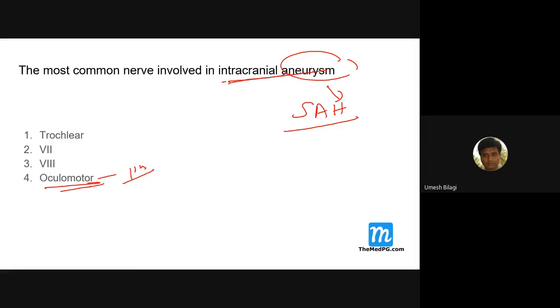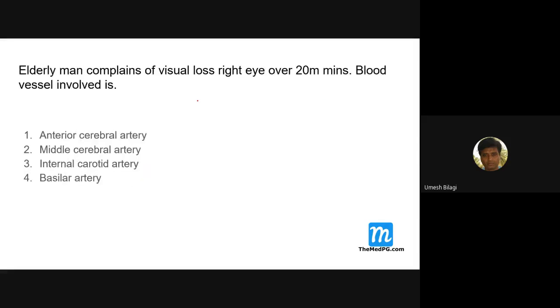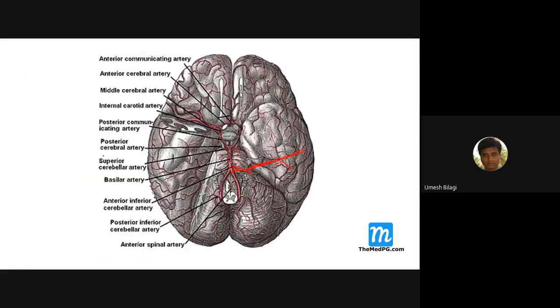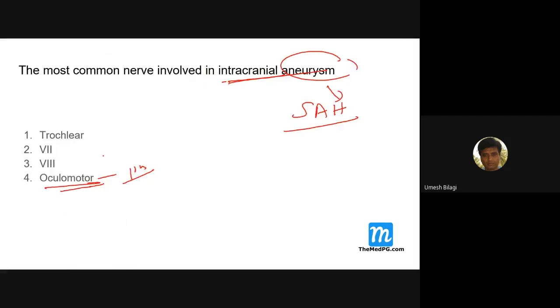This intracranial aneurysm is also called berry aneurysm. They are in the circle of Willis. I told you about the circle of Willis. Where is that circle of Willis? Here, the aneurysm can come here, here, and here, and some can be here. They rupture into the subarachnoid space, and they can compress this oculomotor nerve.